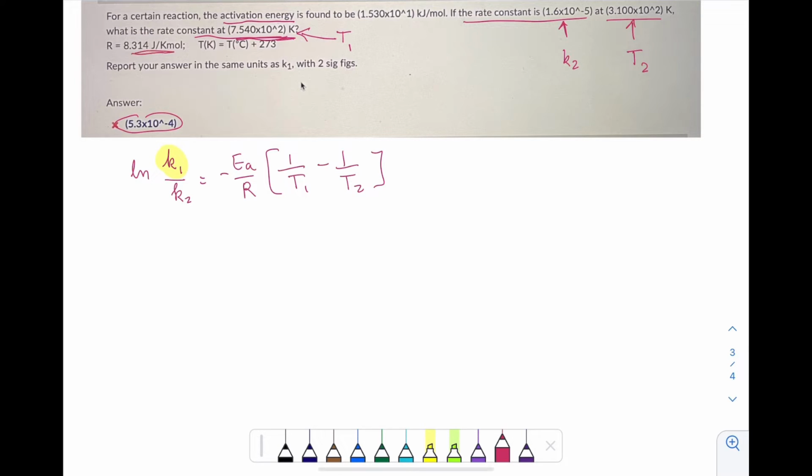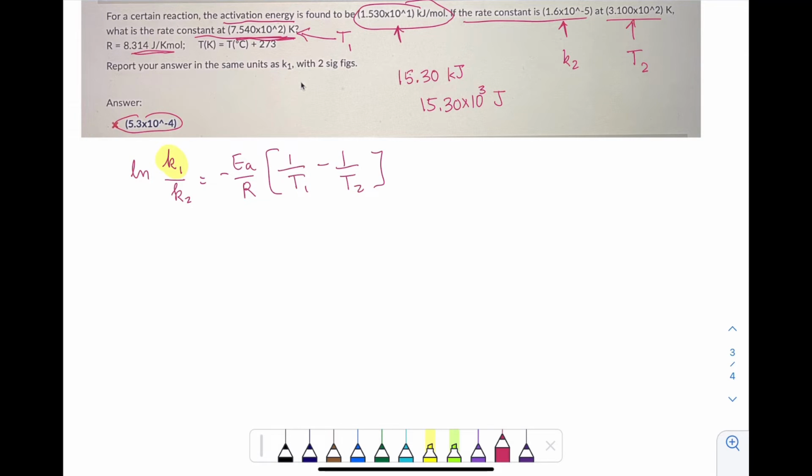R is in joules. Our activation energy is in kilojoules, so I've got to change one or the other. Let me rewrite this. This is 15.30 kilojoules. The times 10 to the first power means I move the decimal one place, and so it's 15.30 times 10 to the third joules, multiplied by 1,000. So let's write our activation energy in joules. Again, I could have written my R in kilojoules.